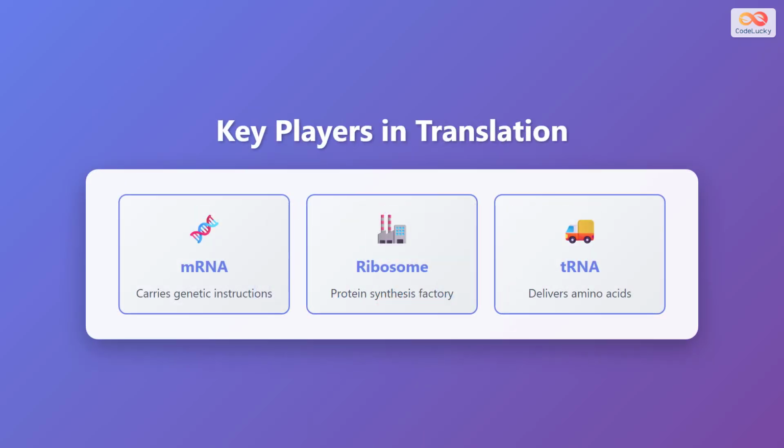Three main molecular players work together to make translation happen. First, we have messenger RNA, or mRNA, which carries the genetic instructions from the DNA in the nucleus to the site of protein synthesis. Second, the ribosome acts as the protein synthesis factory, providing the physical platform where translation occurs. The ribosome reads the mRNA and coordinates the assembly process. Third, transfer RNA, or tRNA, serves as the delivery vehicle that brings individual amino acids to the ribosome. Each of these components plays a critical and coordinated role in building proteins.